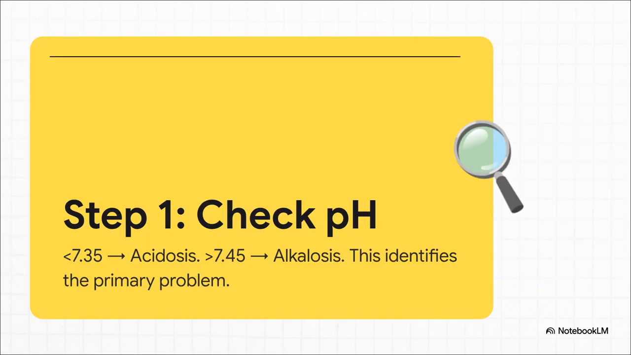All right, step 1 couldn't be easier. Just look at the pH. Is it below 7.35? Boom, that's acidosis. Is it above 7.45? That's alkalosis. This one number immediately tells you what the primary problem is.